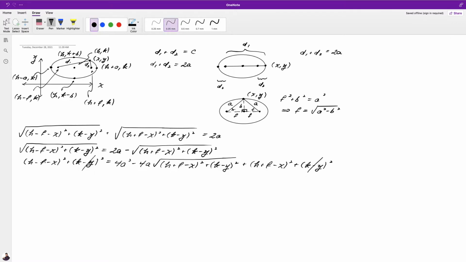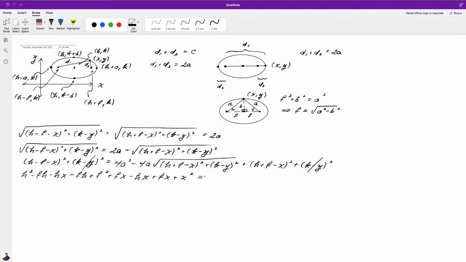Well, actually, why don't we expand first? I think expanding is going to be wise because we're going to be able to eliminate a few terms in so doing. So let's expand first. So here we're going to have a lot of terms, but that's okay. We're going to have h squared minus fh minus hx minus fh plus f squared plus fx minus hx plus fx plus x squared.